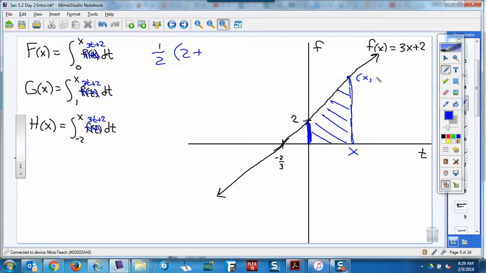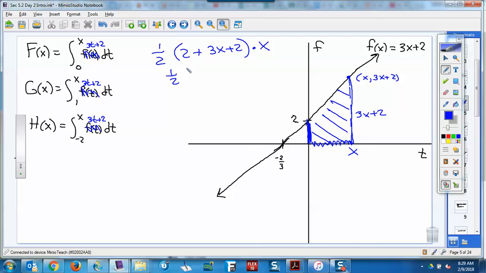This point is x comma 3x plus 2, right? x, y, x comma y, and the y is 3x plus 2. So that height over here is 3x plus 2, okay? And then the width here, that's x minus 0, right? So this width right here is x minus 0.